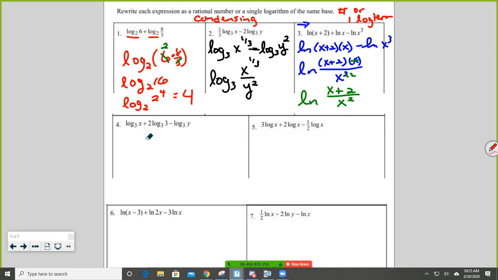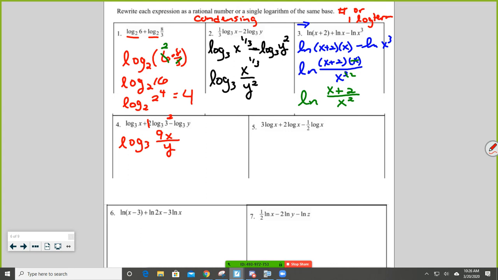On this one, I've got a number up front, so I'm going to cross it out and put it up top. There's no more numbers up front, so I'm going to say all my logs are log base 3. The x plus the 3 squared, they get multiplied together. 3 squared is 9, minus the log base 3 of y. And there's my answer for number 4.